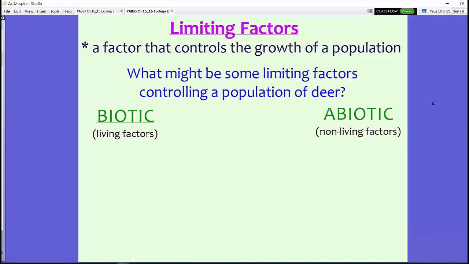Now, in your notes, I want you to jot down some of your ideas of what some limiting factors might be. Limiting factors in an ecosystem are factors that control the growth of a population. We could see limiting factors in many different ways, but jot down some limiting factors that you think might control a population of deer, both biotic or living factors and abiotic or non-living factors. So pause this video, take a moment, and jot down some of your ideas. What are some of the limiting factors controlling a deer population, both biotic and abiotic?